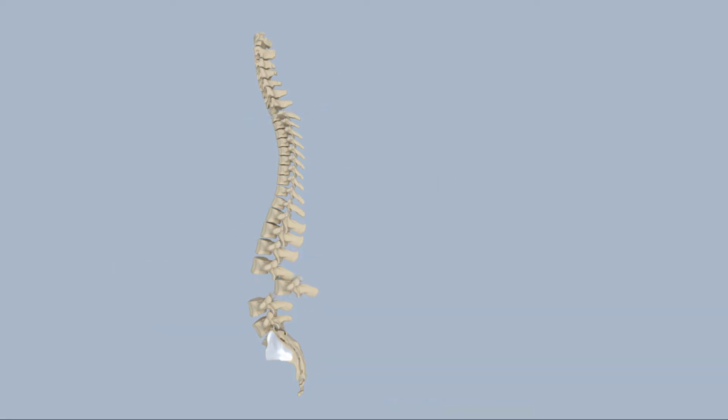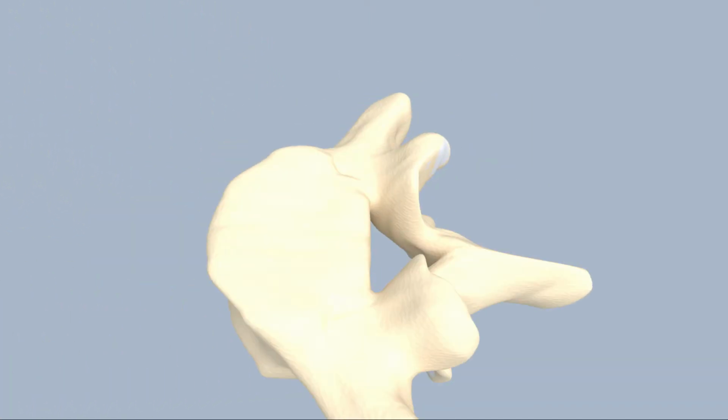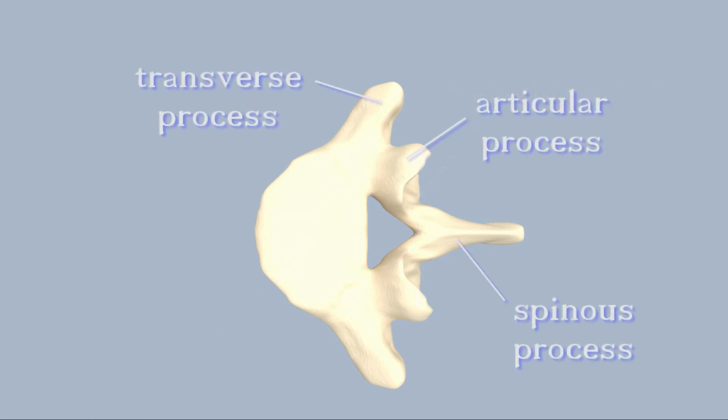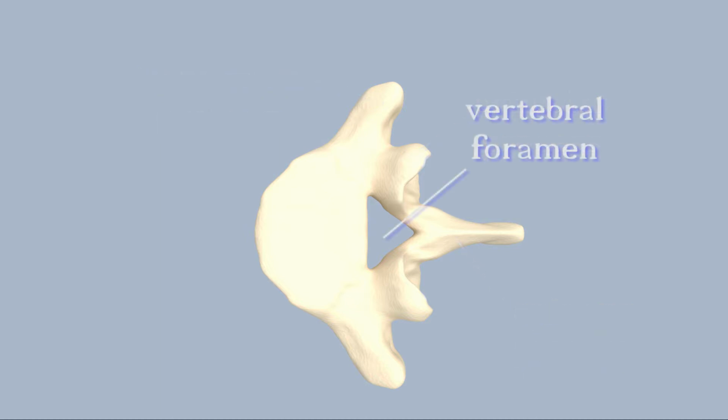Each vertebra consists of a vertebral body, a vertebral arch, and several processes that provide points of attachment for ligaments or articulate with other vertebrae. The spinal cord passes through the vertebral foramen, meaning the space created by the vertebral arch.